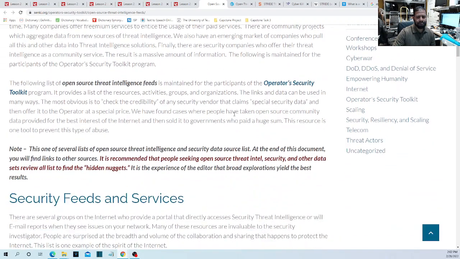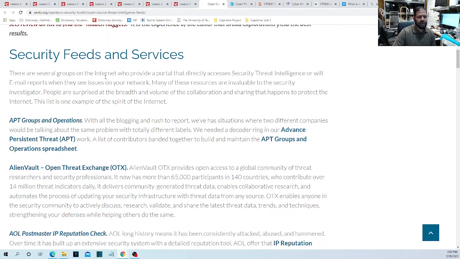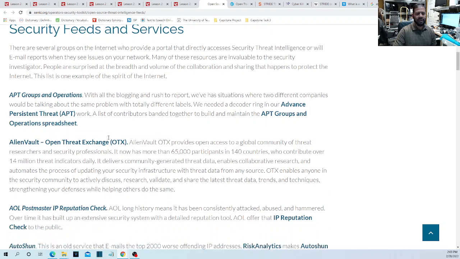Here are the security feeds and services. Here is APT, advanced persistent threat groups and operations. These are the most damaging, the most powerful of all threat actors. They are called advanced persistent threats. They are mostly state actors who have a lot of money, backed by the government, to hack other governments. Information about them is listed here.